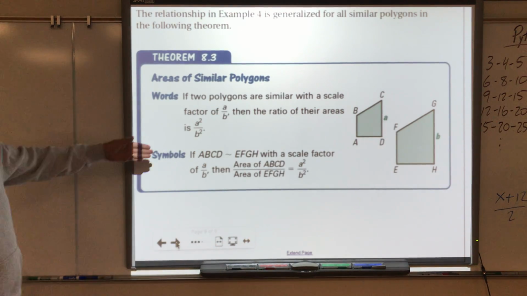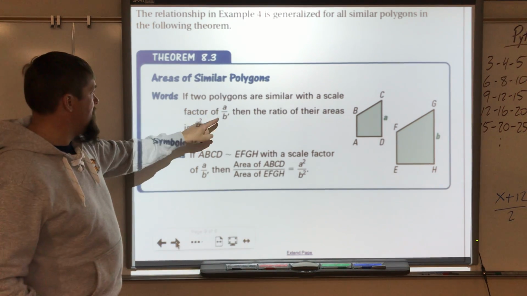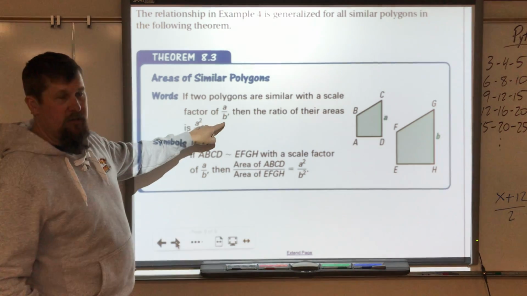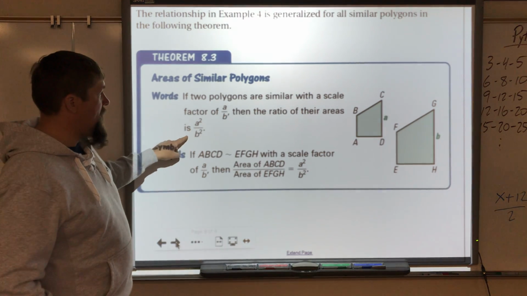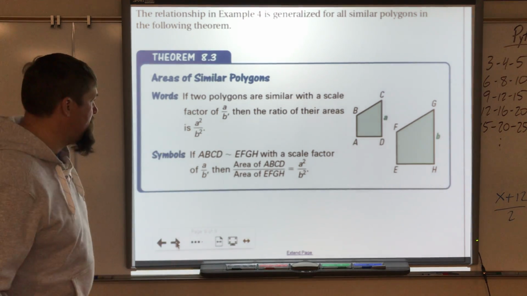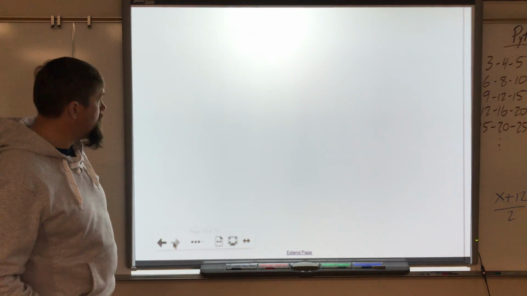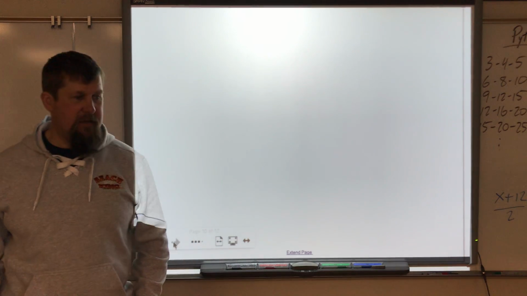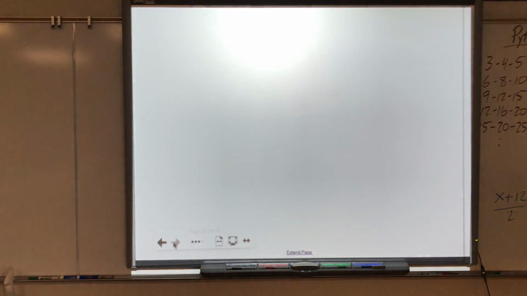Areas of similar polygons. So they just basically go over this. It says if two polygons are similar and have a scale factor of A to B, then the ratio of their areas is A squared to B squared. And that's what that's about in section 8.4.